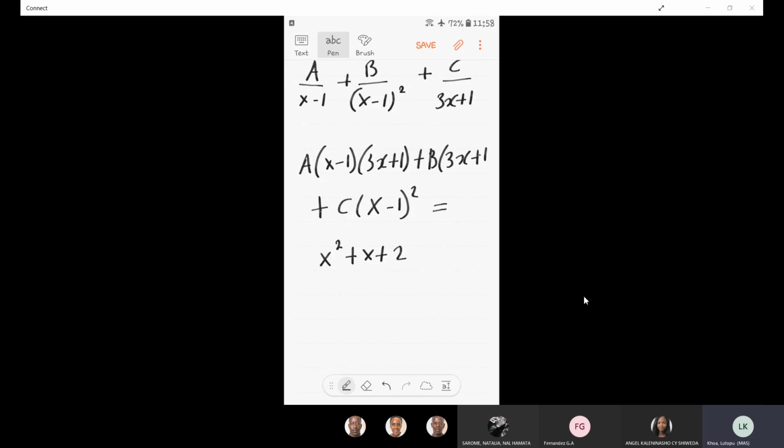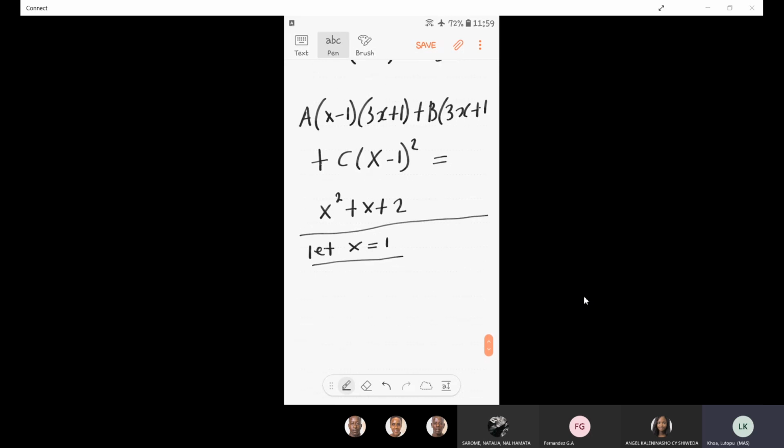Then I will do the same thing where I cancel out terms to solve for one of the letters A, B, or C. So I see if I substitute x equal to 1, the first term with A will disappear, and the last term with C will disappear. Then I'll be left with the term with B. So we let x equal to 1. So when x is equal to 1, A disappears, C disappears. So I have the term with B, and then I have 3 times 1 plus 1.